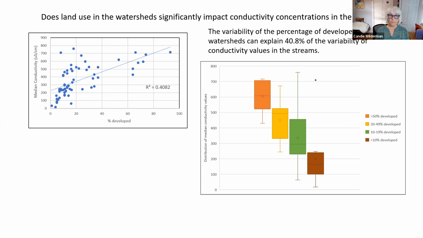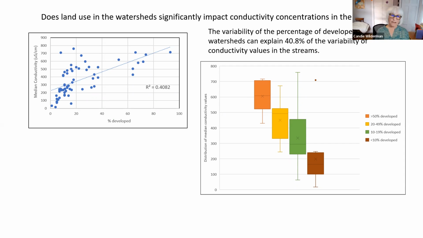I was actually surprised that it was so predictive, in the sense that developed land is so influential in determining conductivity. And again, if we look at the different groups, the highly developed to the low developed, in box and whisker plots, if you prefer those because they're so much more visually appealing, you can see that you step down as you go into less developed. The distribution of the median conductivity values in those groups is much less than the distribution in these groups. Medians are less and so on. Variability isn't that much different.